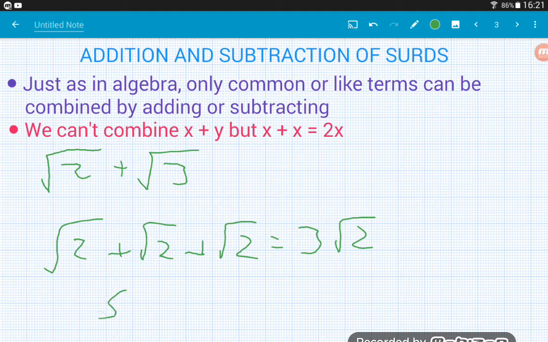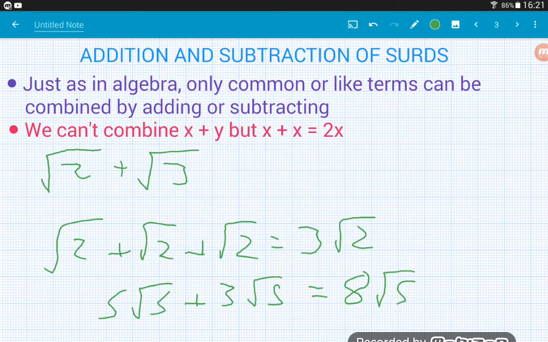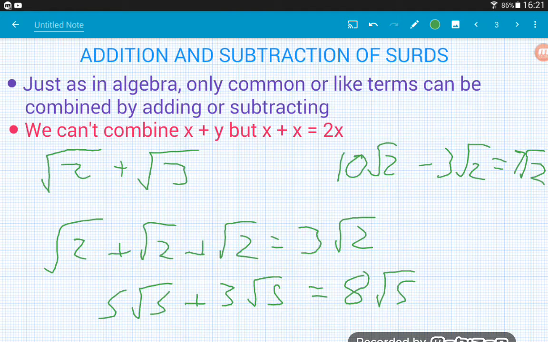Let's say we wanted to do 5 root 5, add 3 root 5. Again, that's the same as doing 5x plus 3x. 5 root 5 add 3 root 5 is going to give us 8 root 5, like that. Now it's exactly the same for subtraction. So let's say we had 10 root 2 and we wanted to take away 3 root 2, then that would give us 7 root 2. And I've gone off the edge of the screen, I'm sorry. 7 root 2, like that.